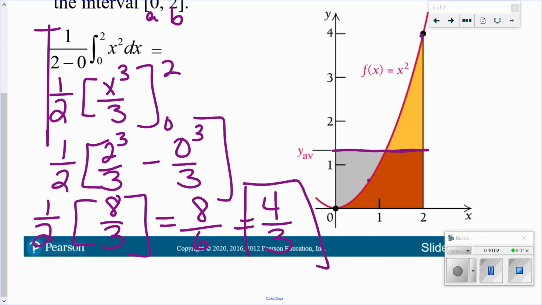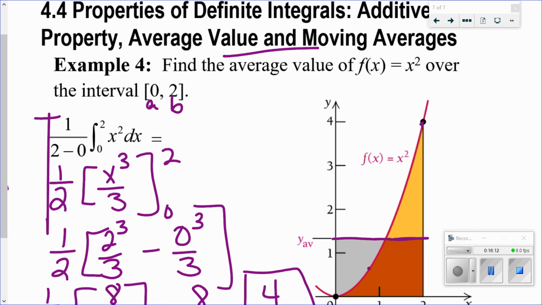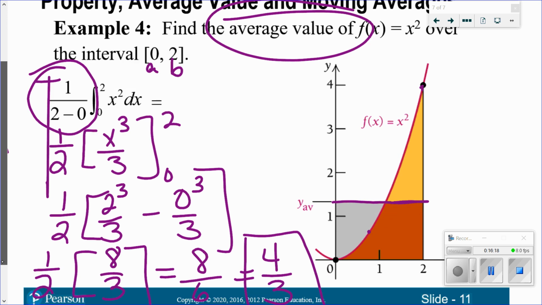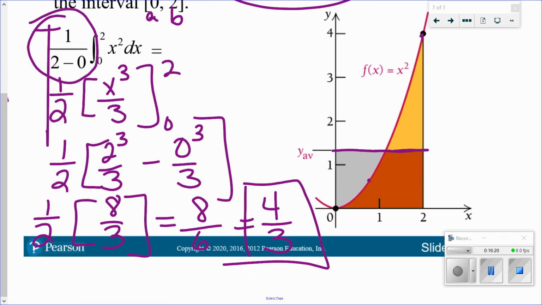So my average over the interval is 4/3. Okay, remember, you are looking in the problem for the words average value, and that will let you know that you need to do this 1 over b minus a in front of it so that you can get the average over that interval. All right, that takes care of our lesson for today.